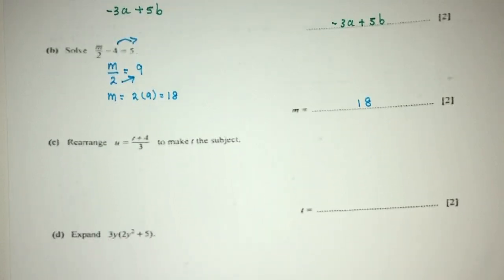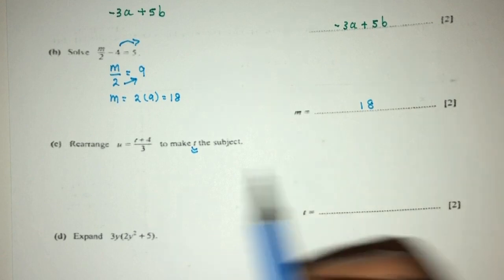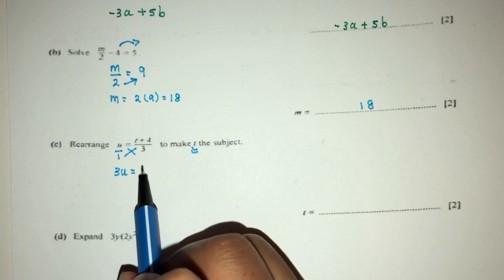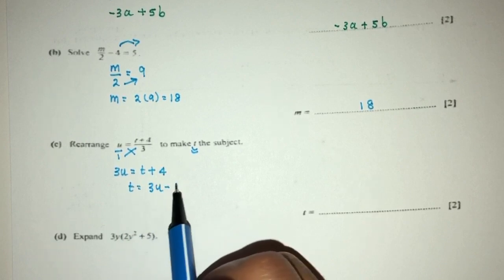Now for part c, we have to rearrange this to make t become the subject. So step by step, first thing first, we can just cross multiply. You will have 3u, and there will be t plus 4. Now t will be 3u minus 4.